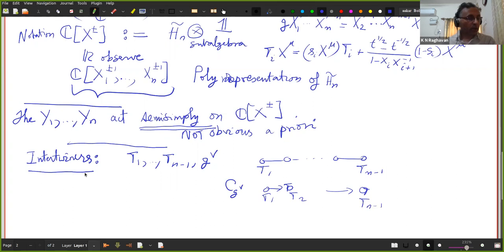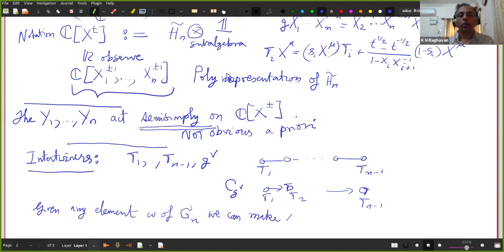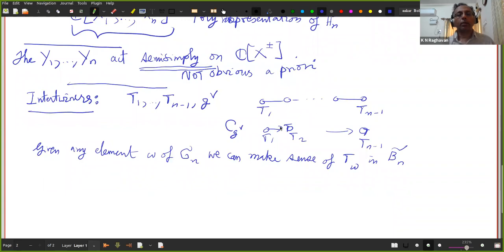So given any element W of the symmetric group, which I denote like this, we can make sense of TW in BN tilde, right? Because as we know, the well-known fact which we've been using is that any two reduced expressions are related by the braid relations, and the braid relations hold in BN tilde. We have imposed those relations, and therefore they hold in BN tilde, so this makes sense. So also in HN. Okay.